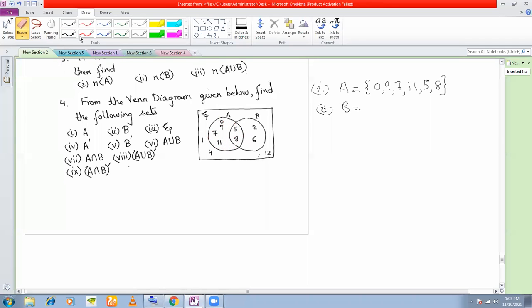Okay, next question is set B. So what is the circle that represents set B? This region represents set B. So all the elements within this. What are the elements? 5, 8, 2, and 6.